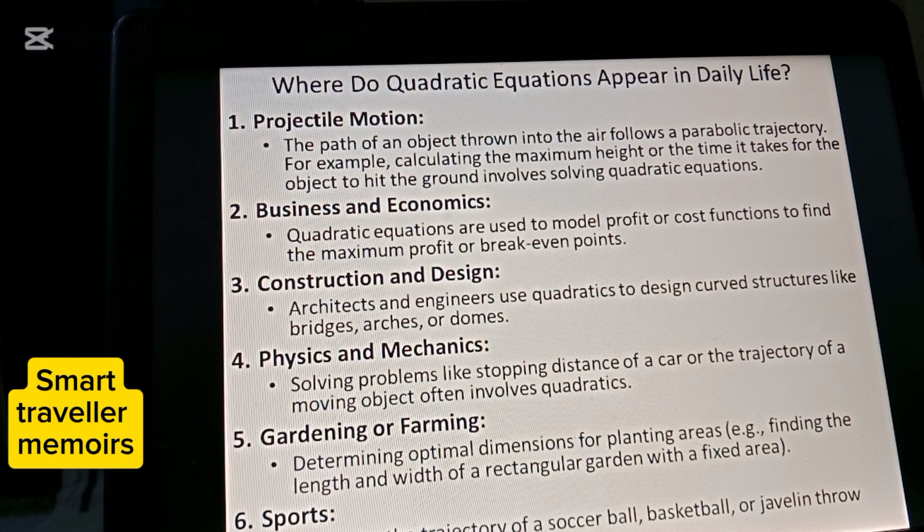In projectile motion, this is the path of an object thrown into the air. It follows a parabolic trajectory. For example, when you calculate the maximum height or the time it takes for the object to hit the ground, it involves solving quadratic equations. In business, quadratic equations are used to model profit or cost functions to find the maximum profit or break-even points.